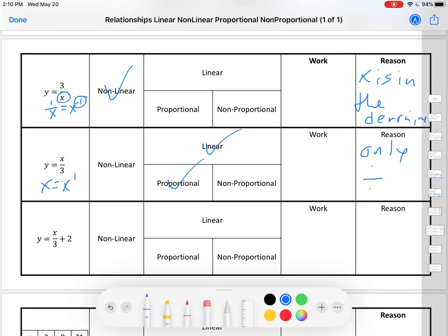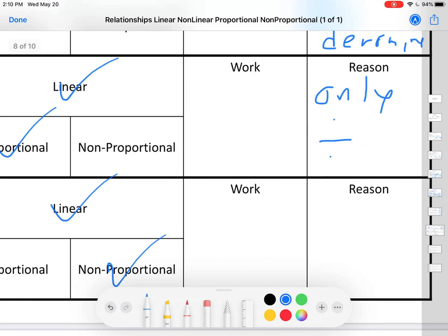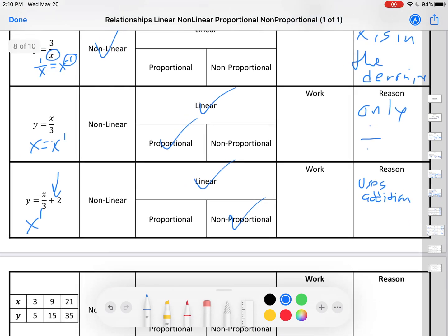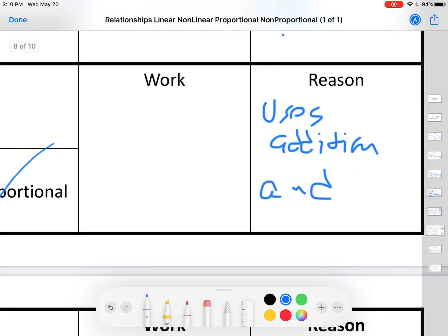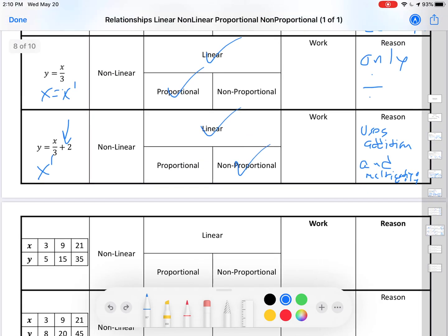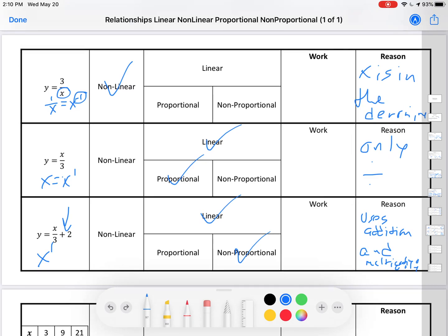This one, it's using dividing. X is in the numerator, so it's x to the first power. That's fine. And so it is linear. Is it proportional or non-proportional? Well, see the addition? Addition means that it is non-proportional. No work need to show. You just have to say that it uses addition and multiplication only. And you have to say only because if it used addition, multiplication, and exponents, then it would not even be linear. Okay.